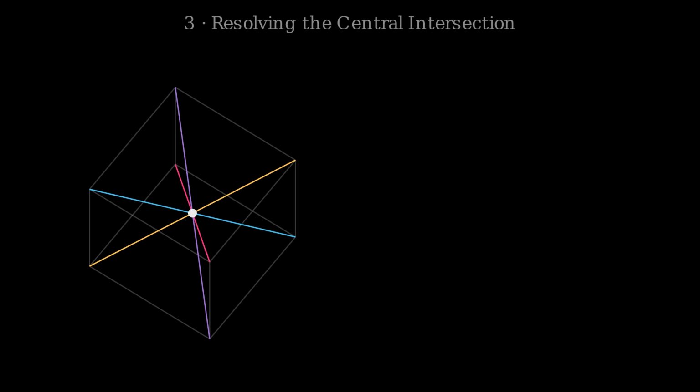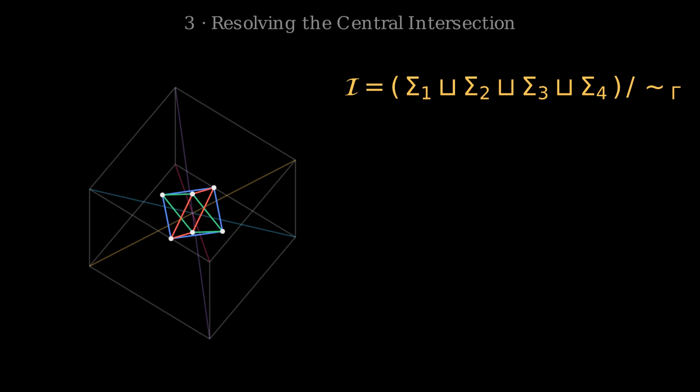In the unresolved cubical picture, all 4 body diagonals pass through the same central point. If we simply identify the 4 sheets at one point, we lose almost all information about how one sheet passes into another. So instead of retaining a single central point, we replace it by a seam graph, gamma. The seam graph records the allowed transitions among the 4 sheets. The space I is obtained by gluing the 4 orbifold sheets along prescribed seam strata. The equivalence relation means that the identifications are controlled by the graph gamma.